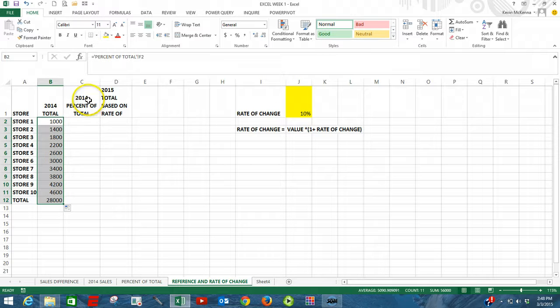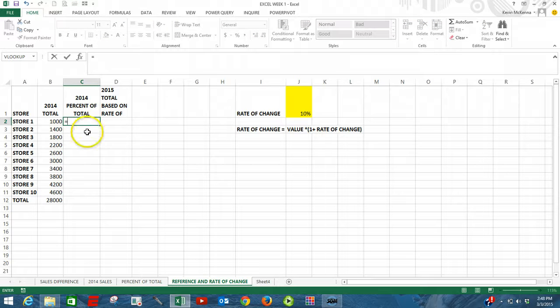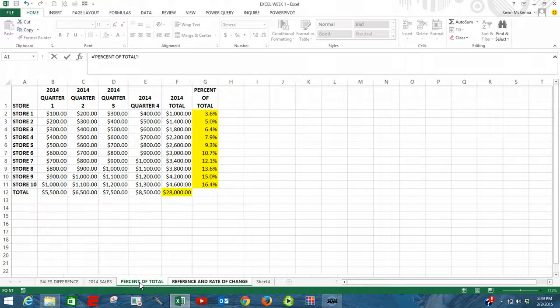Let's get the 2014 percent of total reference formula. Equal sign. We're going to retrieve that information from the sheet called percent of total, so I'm going to click on that sheet, percent of total, and then click on the cell G2. Once again, here's my formula. It's telling me that the information is coming from a sheet named percent of total in cell G2. Check mark.